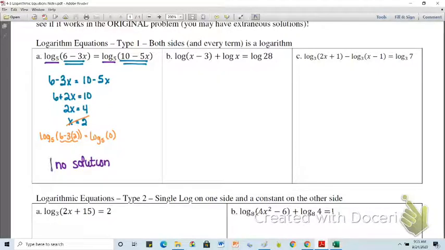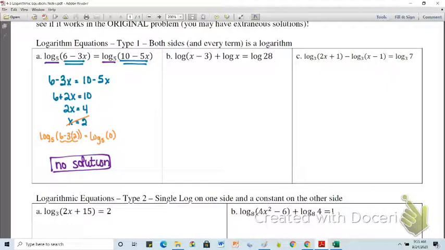So when I say check to see if it works, what I'm looking at is when I plug it in, do I get a number that is bigger than 0? It must be a positive number in order for me to take the log of it. So if it's 0 or negative, it doesn't work. Let's move on to B.